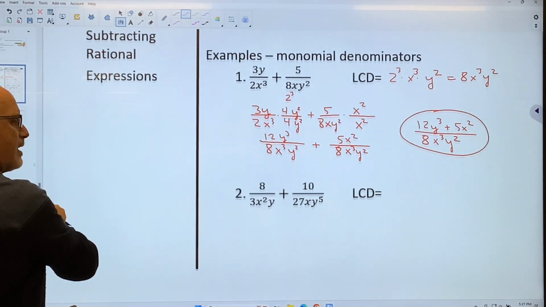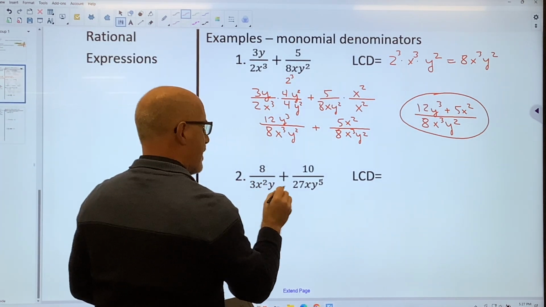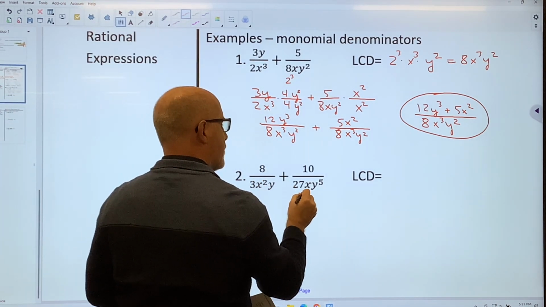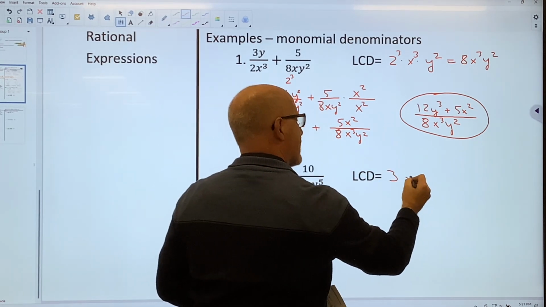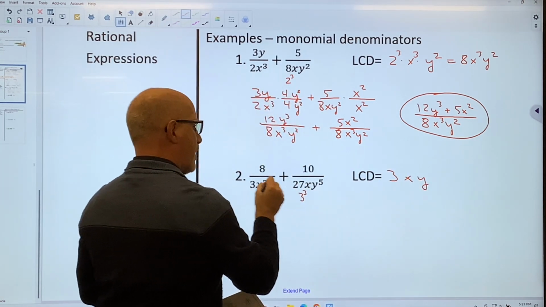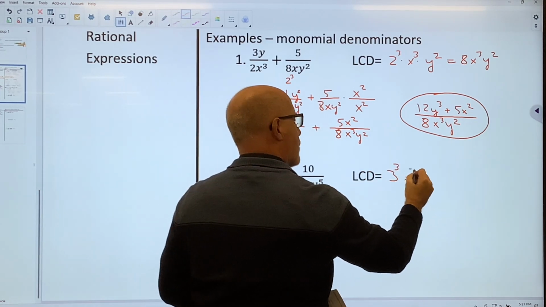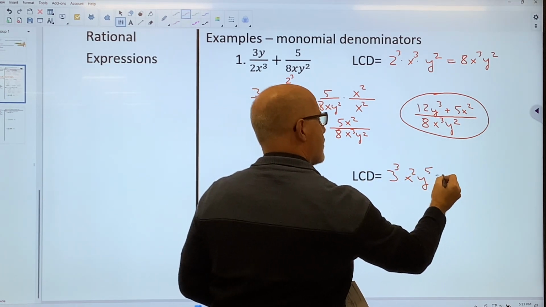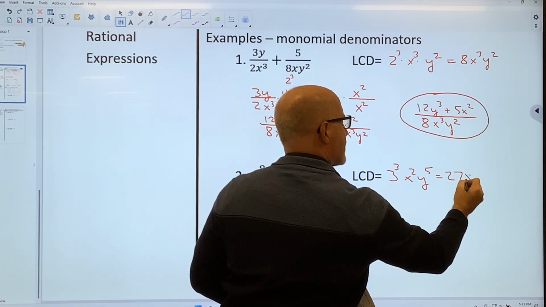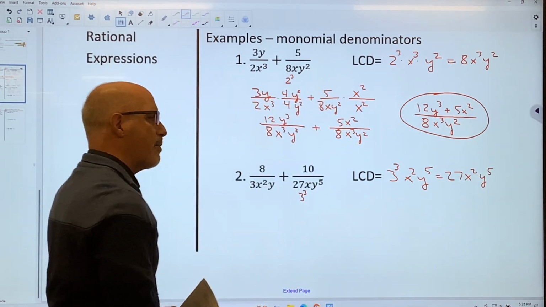All right, let's go to this last one on this page down here. Here we're going to go for our denominators. 27 is 3 cubed. So I'm going to take the 3, I'm going to take the x, and I'm going to take the y. The largest exponent on the 3 is a 3. On the x's is a square. And the largest one on the y's is a 5. So 27 x squared y to the 5th is my least common denominator.